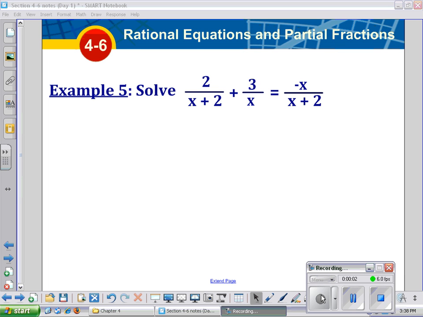Okay, so part 2 of section 4.6 day 1, because yeah, there's a time limit, just so you know. Okay, so we're done. Example 5, solving this crazy equation.